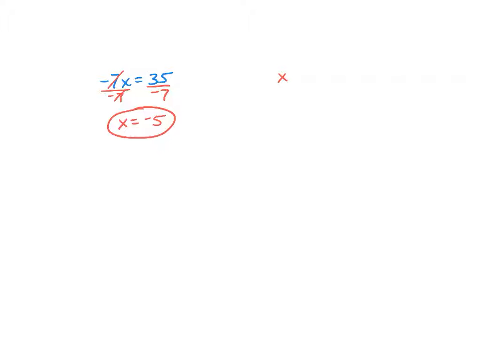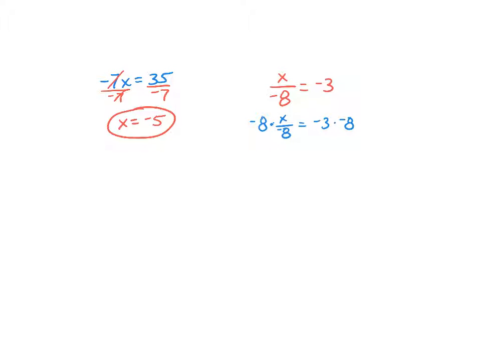Let's take a look at one that starts off division and once again has some negative values in it. x divided by negative 8 is equal to negative 3. I want to get that x all by itself. So what I'm going to do is multiply by negative 8. I'm going to have to multiply the right-hand side also times a negative 8.